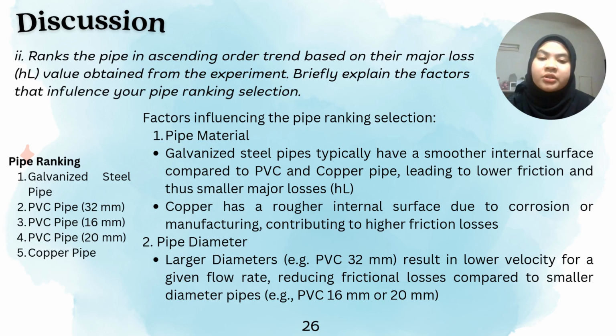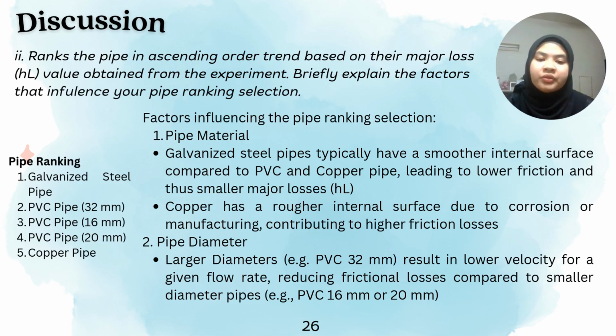The factors influencing the pipe ranking: the first one is the pipe material. Galvanized steel pipe typically has a smoother internal surface compared to PVC and copper pipe, leading to lower friction and smaller major losses. Copper has a rougher internal surface due to corrosion or manufacturing that contributes to higher friction losses. The second one is the pipe diameter.